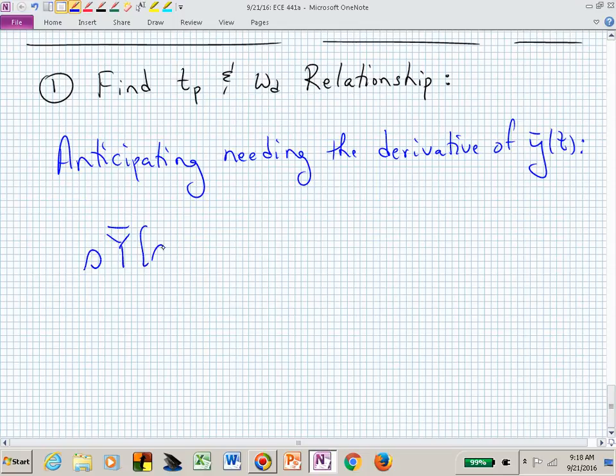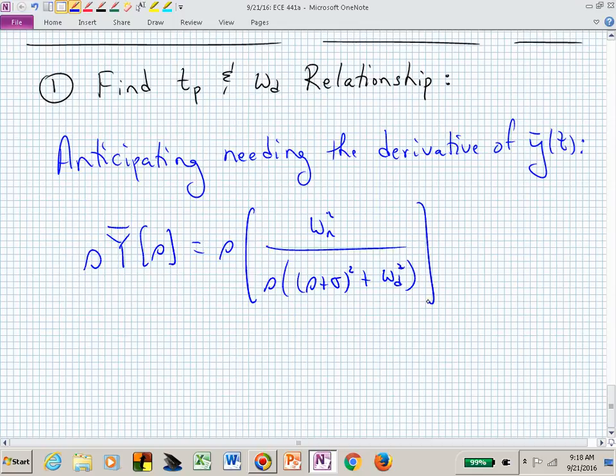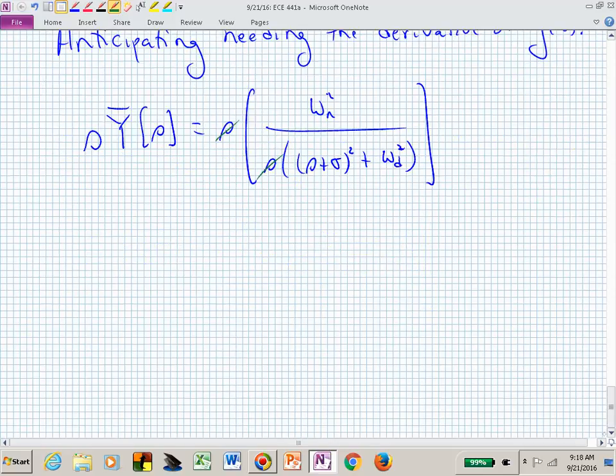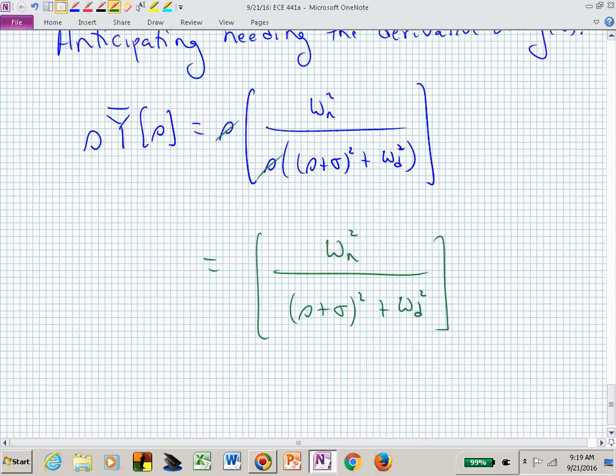Meaning we can look at S y bar. And that's S times what we started with, which was omega sub n squared over S times (S plus sigma) squared plus omega sub d squared. And those S's cancel. And we now have omega sub n squared over (S plus sigma) squared plus omega sub d squared. Does that look like something that you would find in Laplace transform tables? Sort of, except is the numerator what we want it to be? We want it to be just omega sub d, no squaring, no natural frequency. We want the numerator to only be the damped frequency of oscillation, omega sub d.